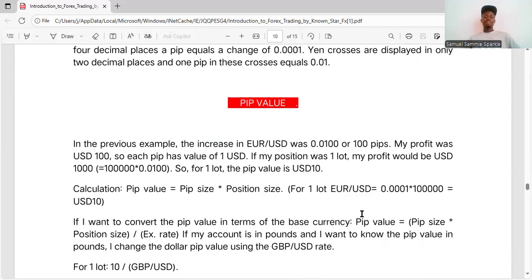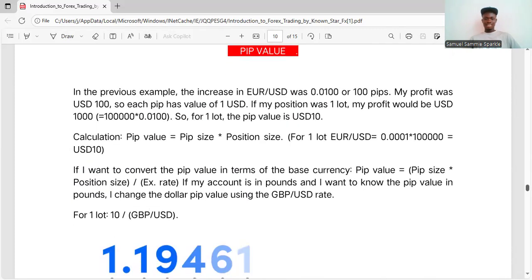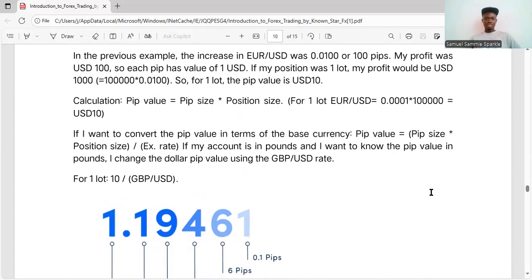Now, if I want to convert the pip value in terms of the base currency, like I told you, the base currency is the first currency and the second one is the quoted currency. The pip value will be pip size times the position size. I don't want to bombard you with too much of this mathematical formula because we're here for something else. So let's get straight to the point.